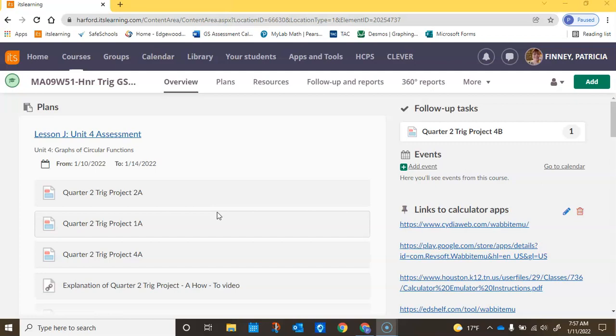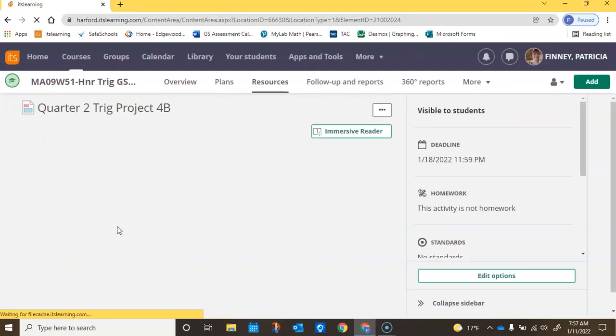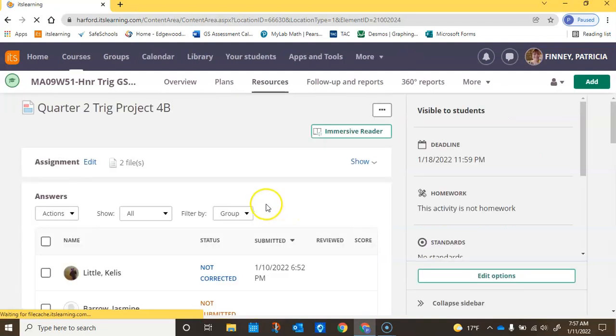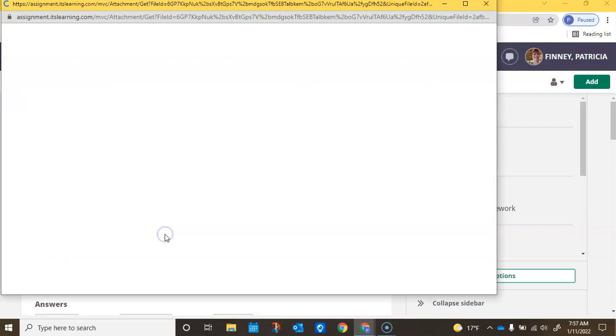Anyhow, what I have for you today is a project. If we go to your project, this is the trig project 4B, and you're going to be able to work on this in class this week. You probably won't need all 3 days, but it'll be there. If you go to trig project 4B, this is what is required of you.